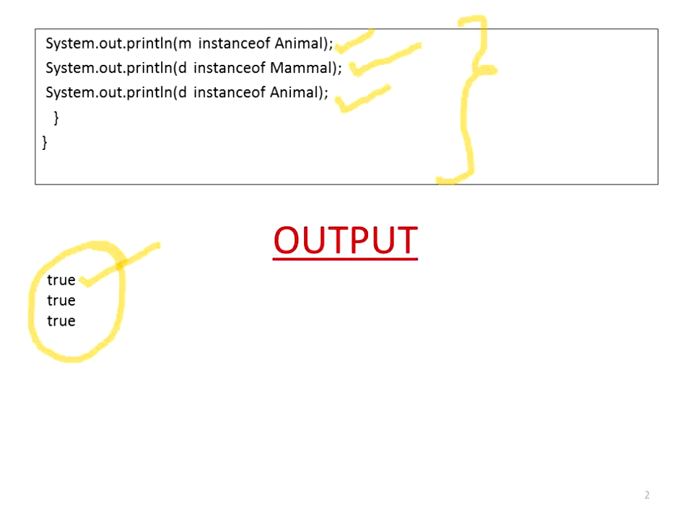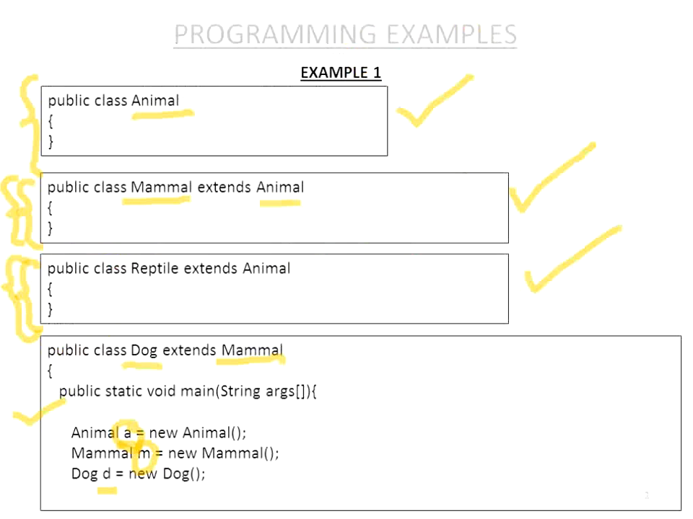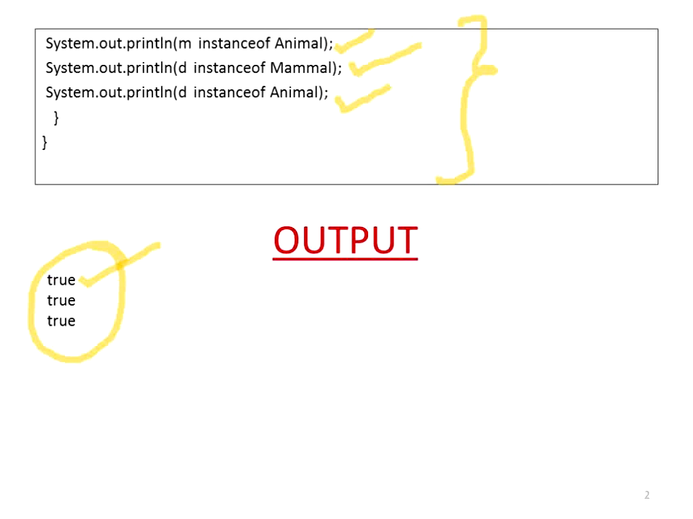Similarly, D instance of mammal, because D is the object of dog class. Yes, instance of. It's a keyword, this one.